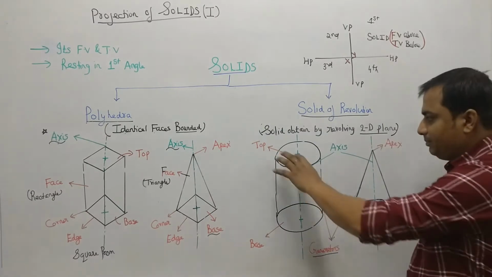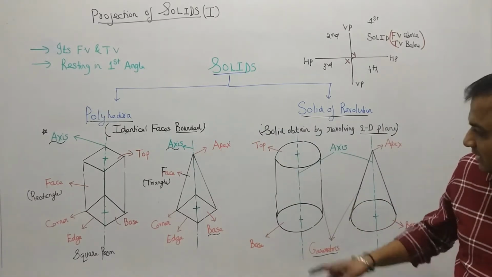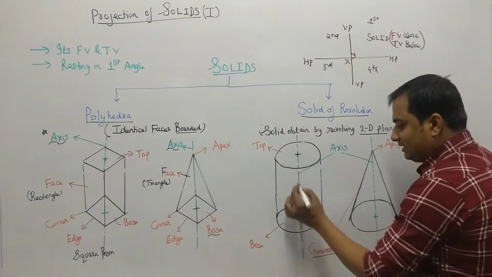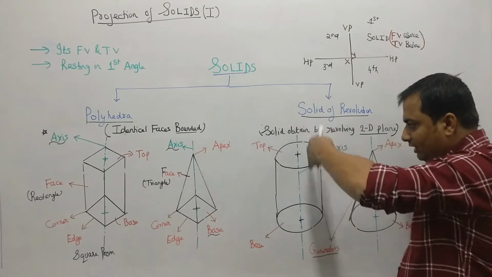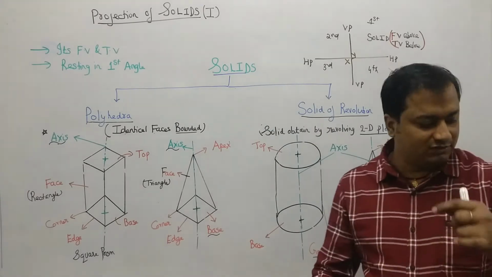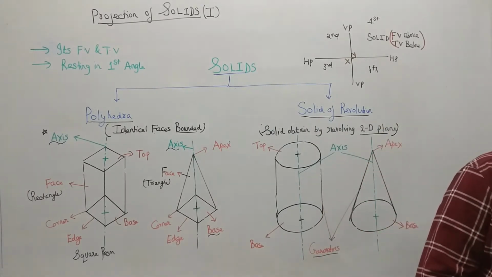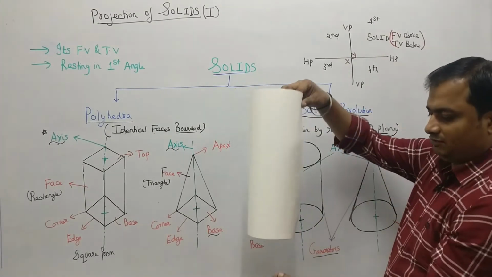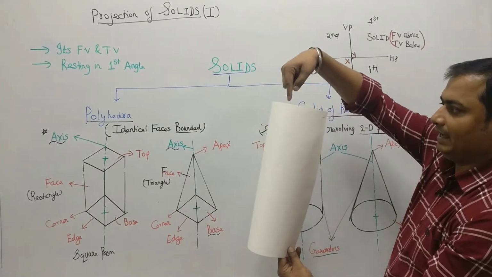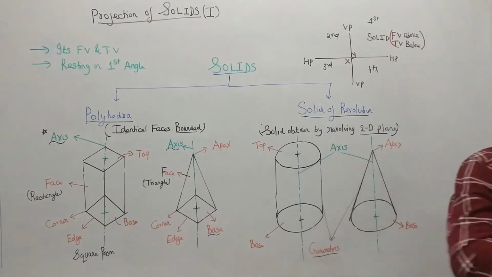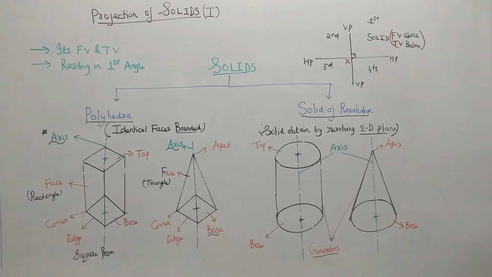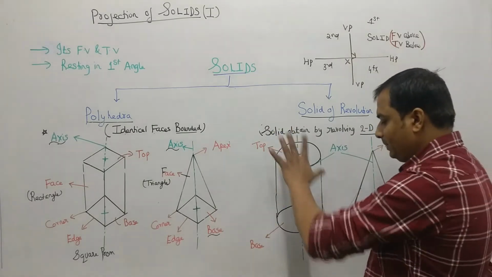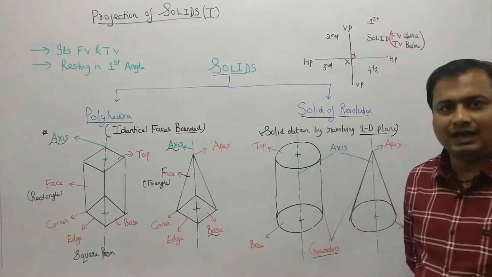Okay, top, base, generator. Now what will be the axis? Axis means the line joining the center of the top circle and the center of the base circle by an imaginary line. That line is called the axis of the cylinder. So the cylinder has the terms top, base, generator and axis.